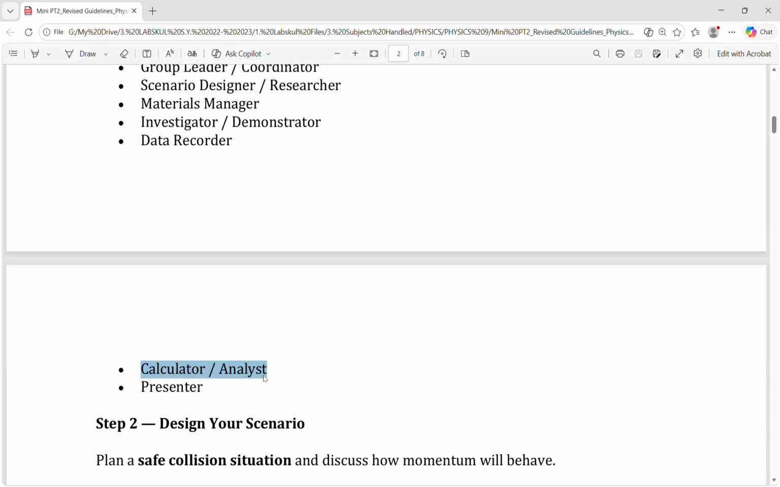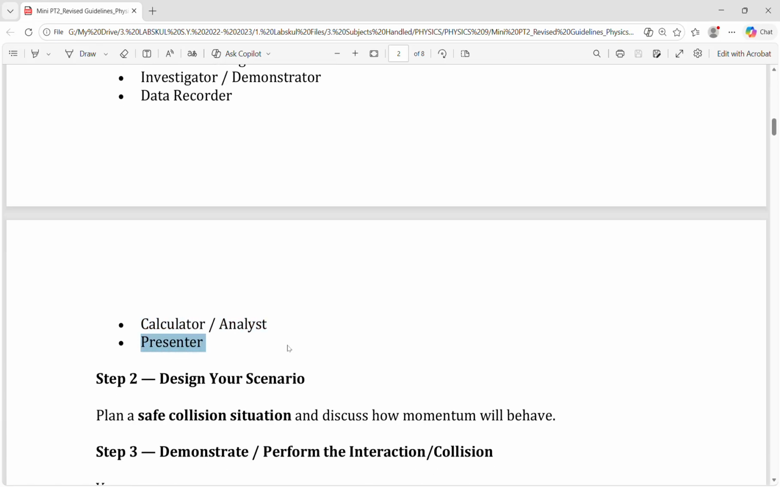You have now verified that indeed the total momentum before the collision and after the collision are the same, thereby satisfying the law of conservation of momentum. Of course, another role is the presenter, who will present your output.